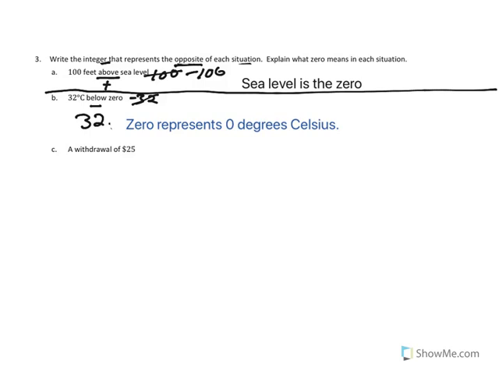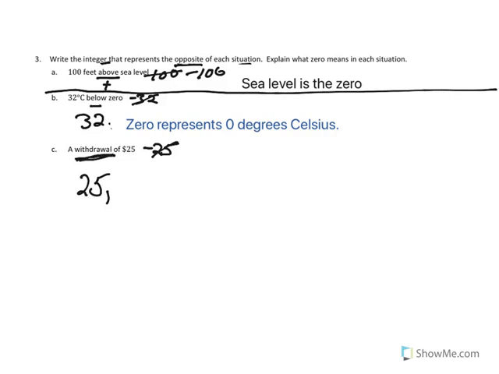Okay, so the next one is a withdrawal of $25. So a withdrawal of $25, we know that withdrawal means negative. So if we're doing a withdrawal of $25, that's a negative 25 for the integer. But if we're trying to write the opposite of that, then that's not the answer they want. They want a positive 25. And now here's where it gets kind of weird. The 0 in this case is going to represent if you didn't have a withdrawal or anything else.